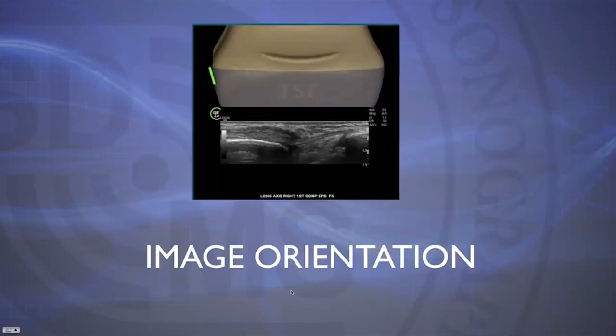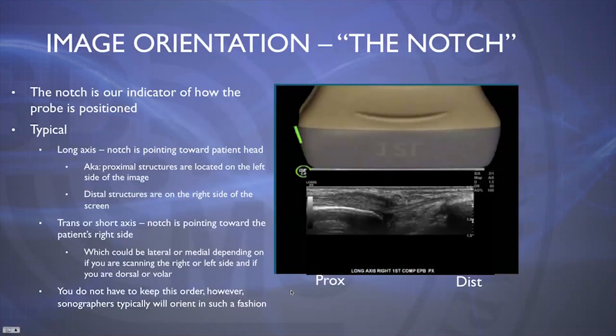Now into image orientation. As we know, our notch is our indicator of how the probe is positioned. I'm going to go over the typical or traditional way that we would be looking at ultrasound images with the notch and how it's positioned in the longitudinal and transverse view, and then go over the caveats when we're scanning the wrist. In the long axis, typically our notch is going to be pointing towards the patient's head. So what this means is that everything on the left-hand side of the image will be the proximal aspect, and everything on the right-hand side of the image will be on the distal aspect. In the wrist, that's pretty much true as well.